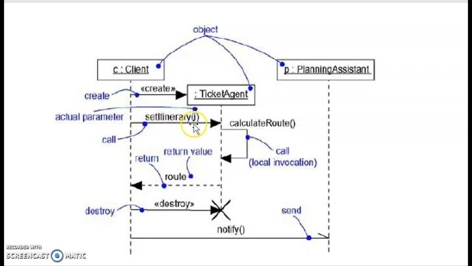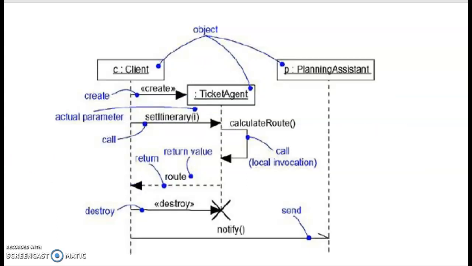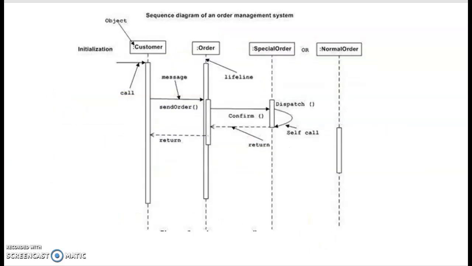It is shown in I, which is the actual parameter the call is going to take place. It is showing the return and the return values over there. Then calculate the route, which is call local invocation, and there is a destroy and the send method. So this is the way in which the sequence diagram is going to work. It will show the flow of the sequences of the messages which are communicating between the different objects.